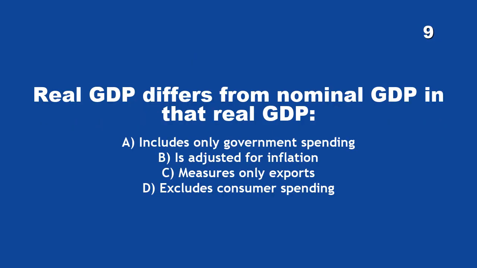Real GDP differs from nominal GDP in that real GDP, Option A, includes only government spending. Option B, is adjusted for inflation. Option C, measures only exports. Option D, excludes consumer spending. The correct answer is B, is adjusted for inflation.